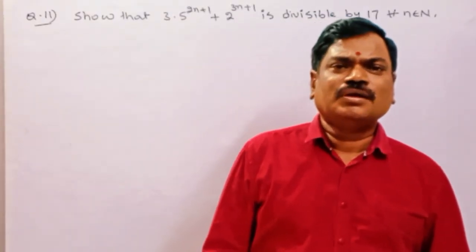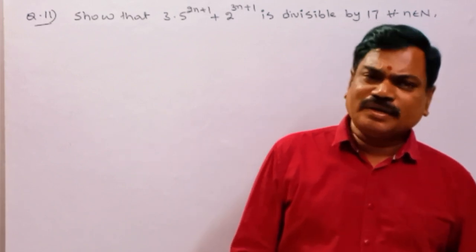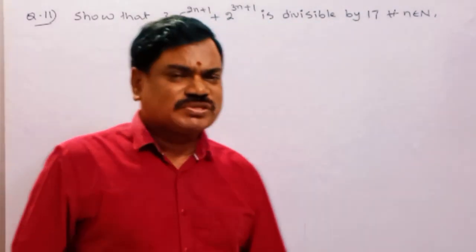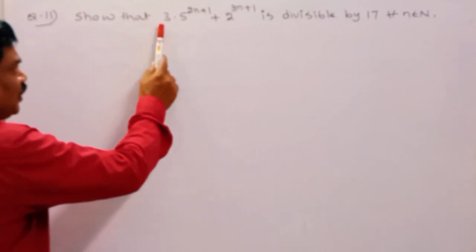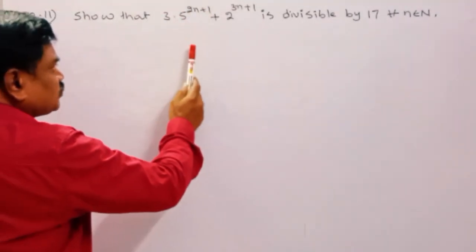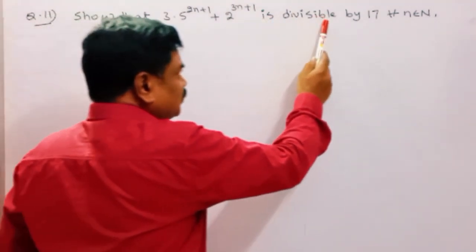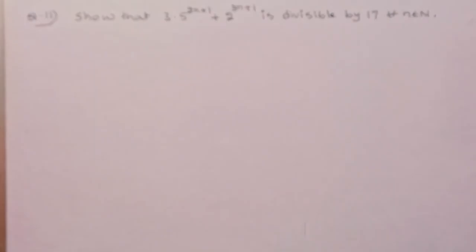Dear viewers, one more problem on mathematical induction, IPE problems, long answer questions. You see, question number 11. Show that 3 into 5 power 2n plus 1 plus 2 power 3n plus 1 is divisible by 17 for all n belongs to capital N.